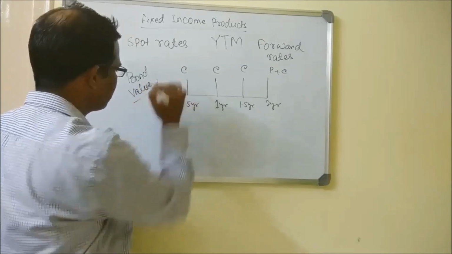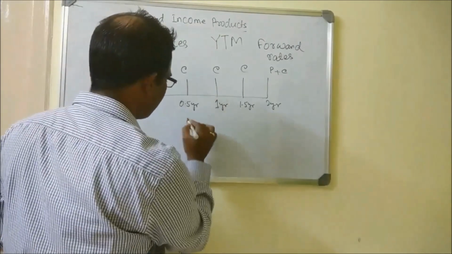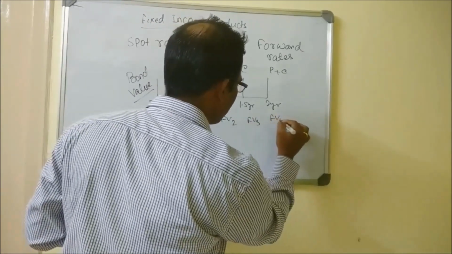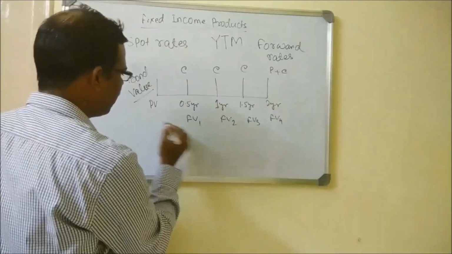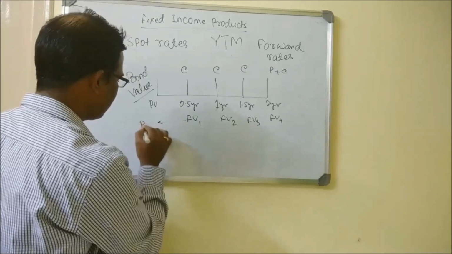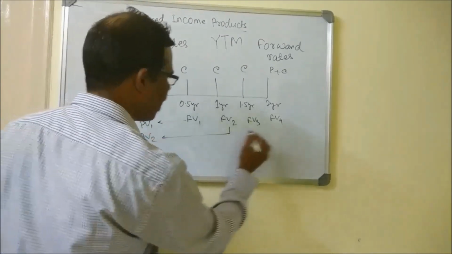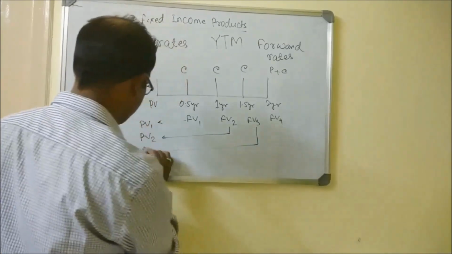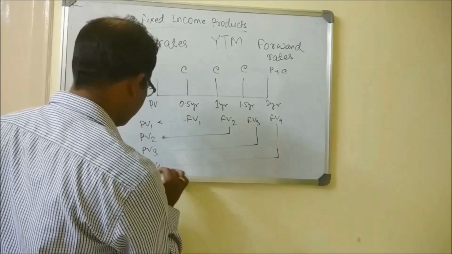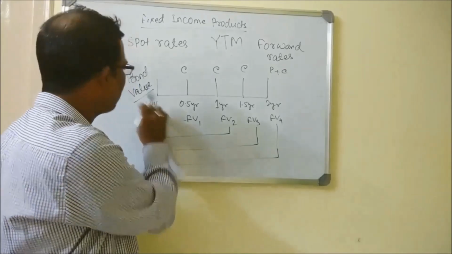So we are paying here. This is the total present value of, let's say, future value 1, future value 2, future value 3, future value 4. If I discount the first, I will say PV1. If I discount this, I will say PV2. If I discount this, I will say PV3. And if I discount the fourth, I will say PV4, right? So the sum of all the PVs is going to be my bond value.